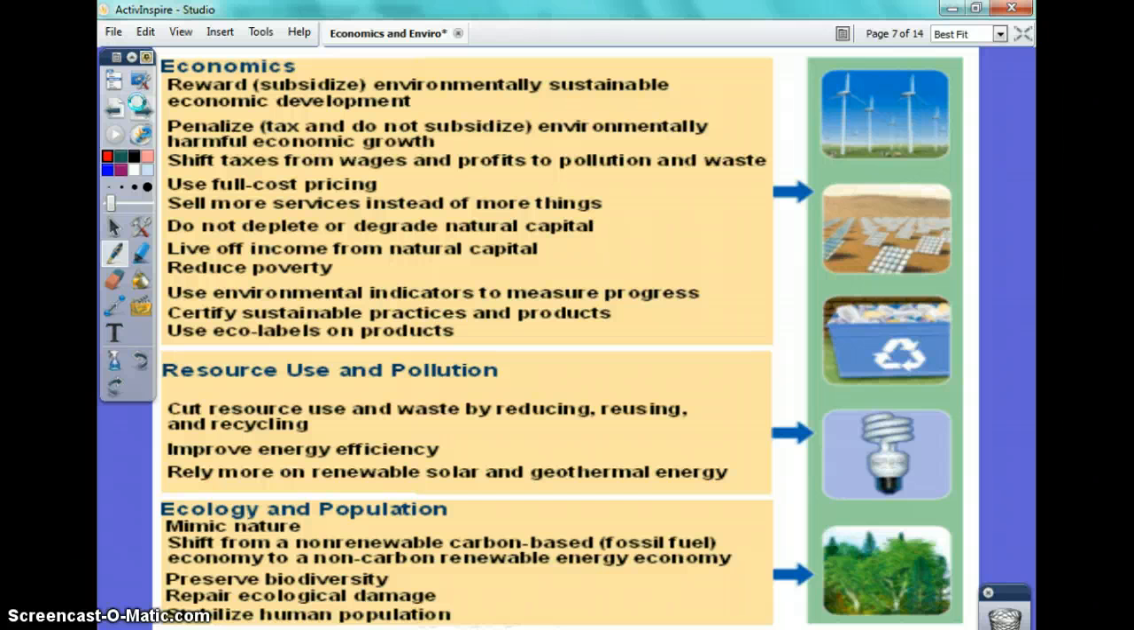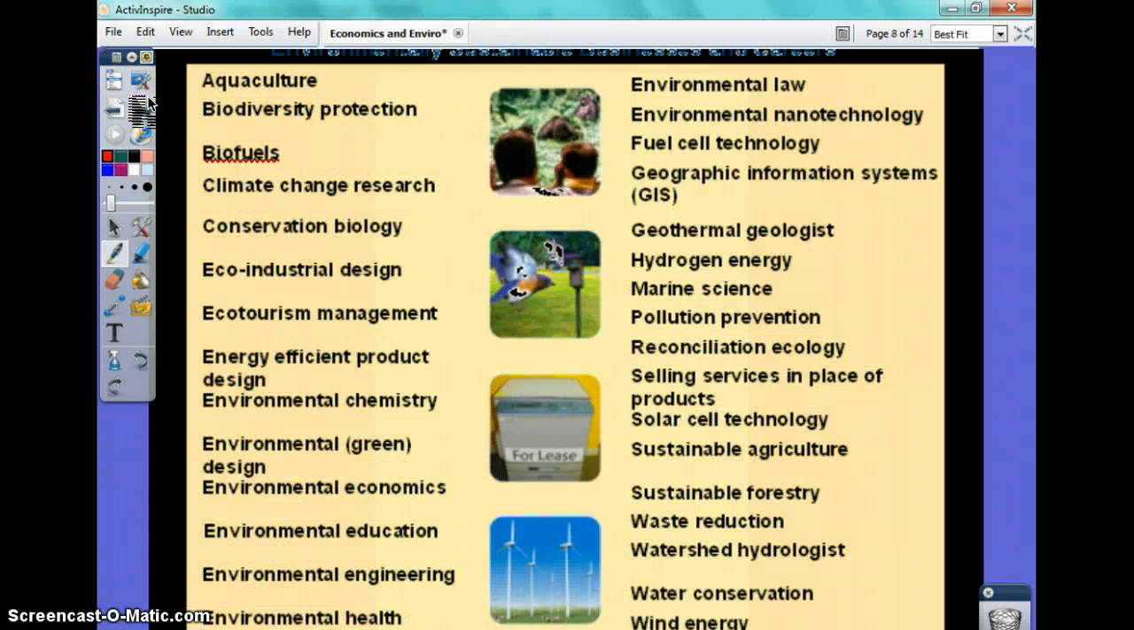Economics, resource use and pollution, and ecology and population. So everything we just talked about, giving subsidies or taxing people, it's just a repetition on another chart. Cutting waste and improving efficiency is obviously important. I just copied and copied charts. This is where your focus is.